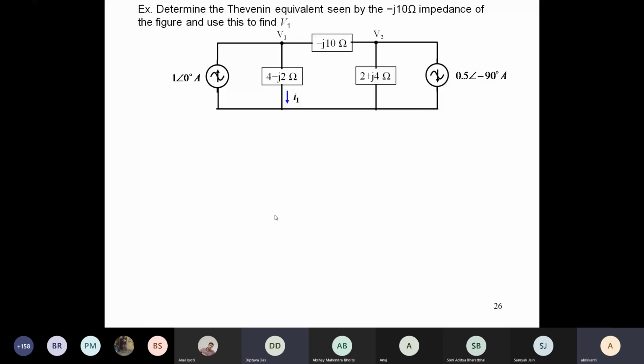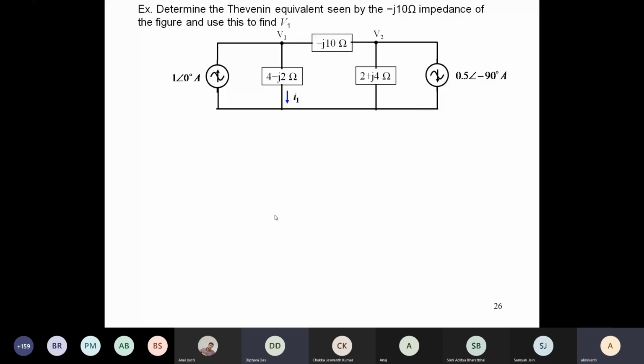So first draw the circuit for this. Yeah. So find out the 6.12.